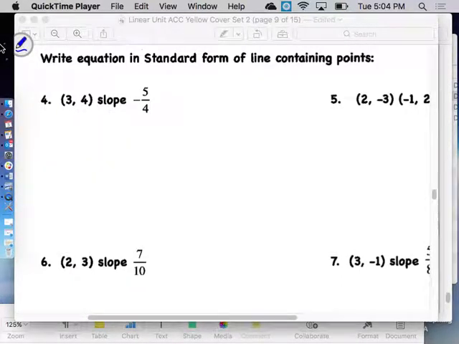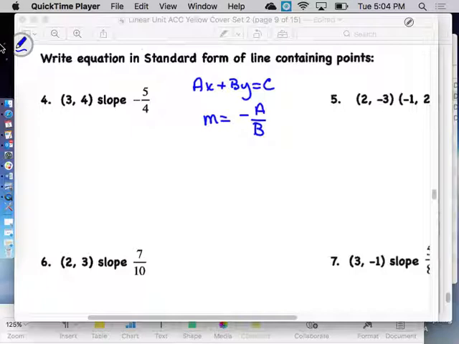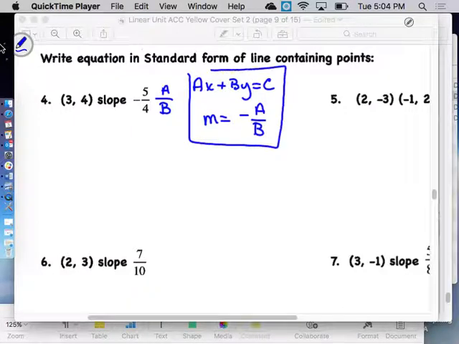So here if I have something like number 4, here's my slope, -5/4, and you're asked to write these in standard form. And remember, slope in standard form is -a/b. So here you're told that the slope is -5/4. The numerator is a, the denominator is b, and the negative sign is built into the basic definition of slope coming from standard form.